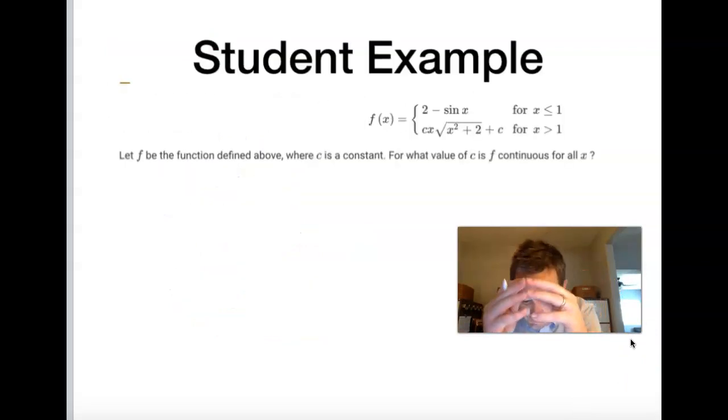All right, here's your student example, similar to some of the ones that we did earlier. Go ahead and give it a shot and find the value of c which makes f continuous at all x, and we'll go over it in the next class.